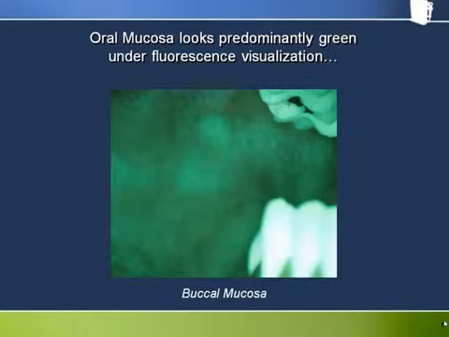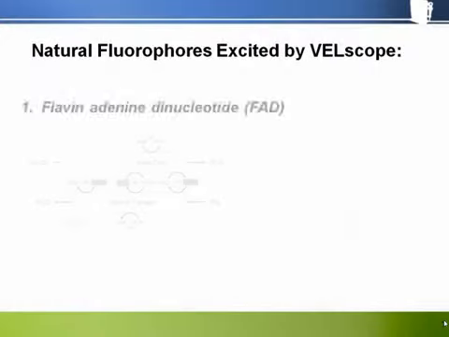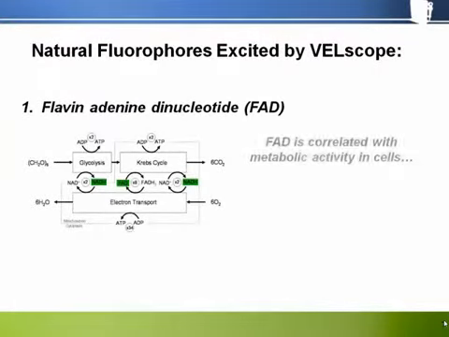This picture shows the inside of the cheek. Incidentally, you can also see the teeth here. Teeth fluoresce more strongly than anything else in the oral cavity. There are 5 main fluorophores that are excited by blue light in oral mucosa.